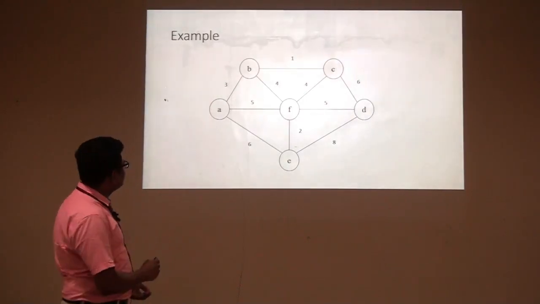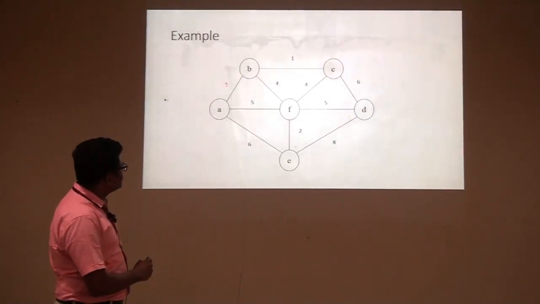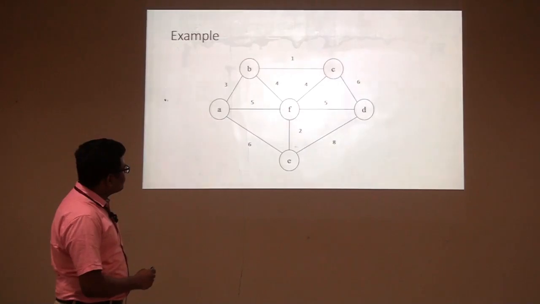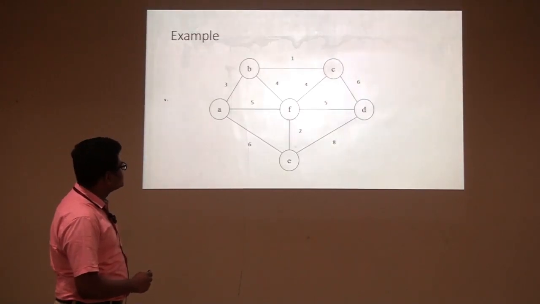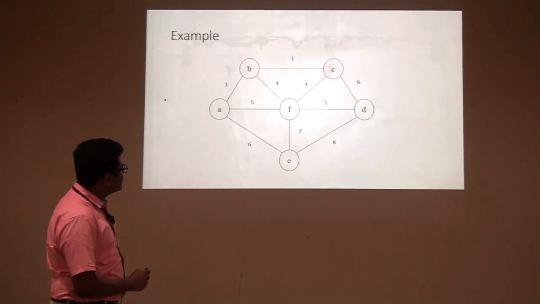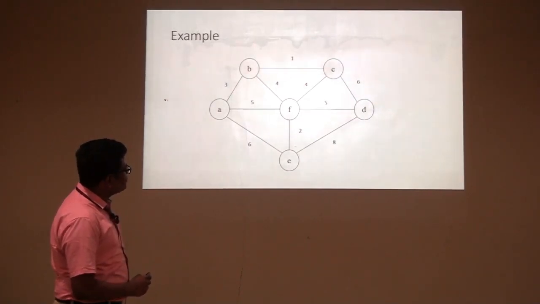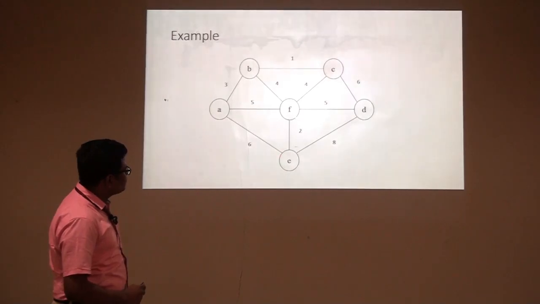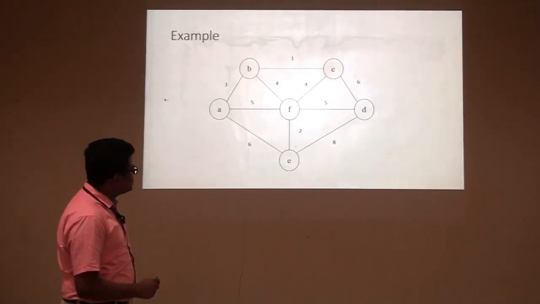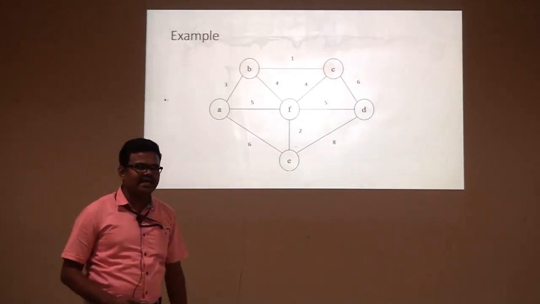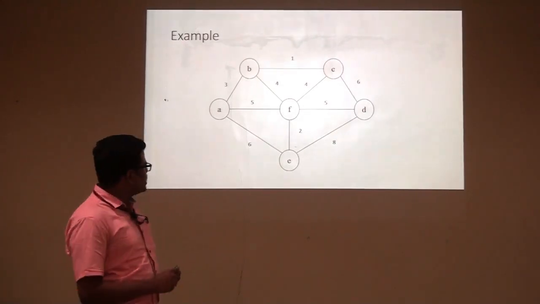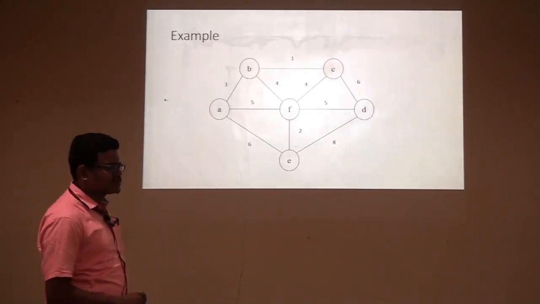For example, here A to B is 3. If we are going for F, which is the minimum edge we consider: A to F is 5, B to F is 4, C to F is 4, D to F is 5, and E to F is 2. So here the minimum cost will be 2. So we will be selecting F to E as the smallest cost.